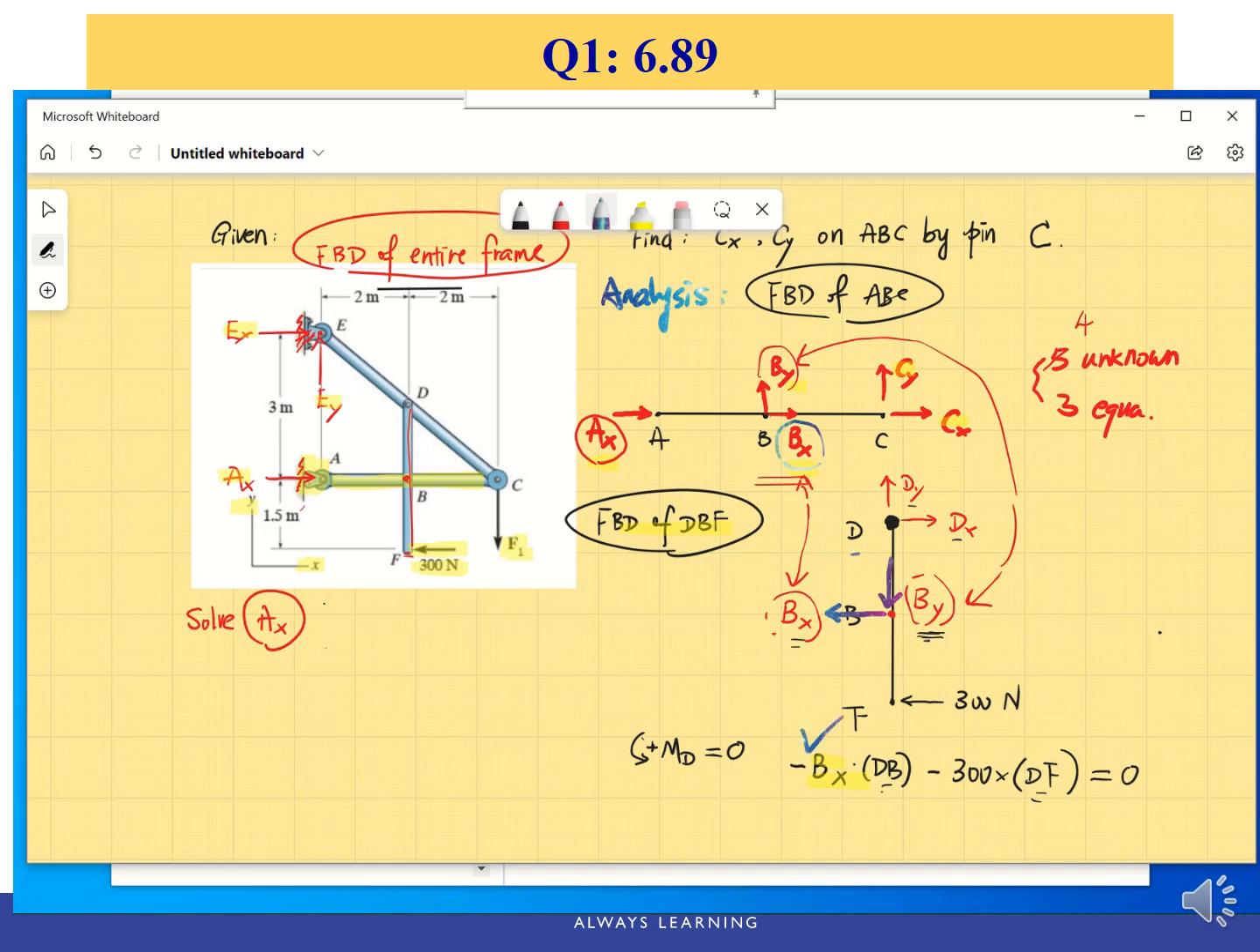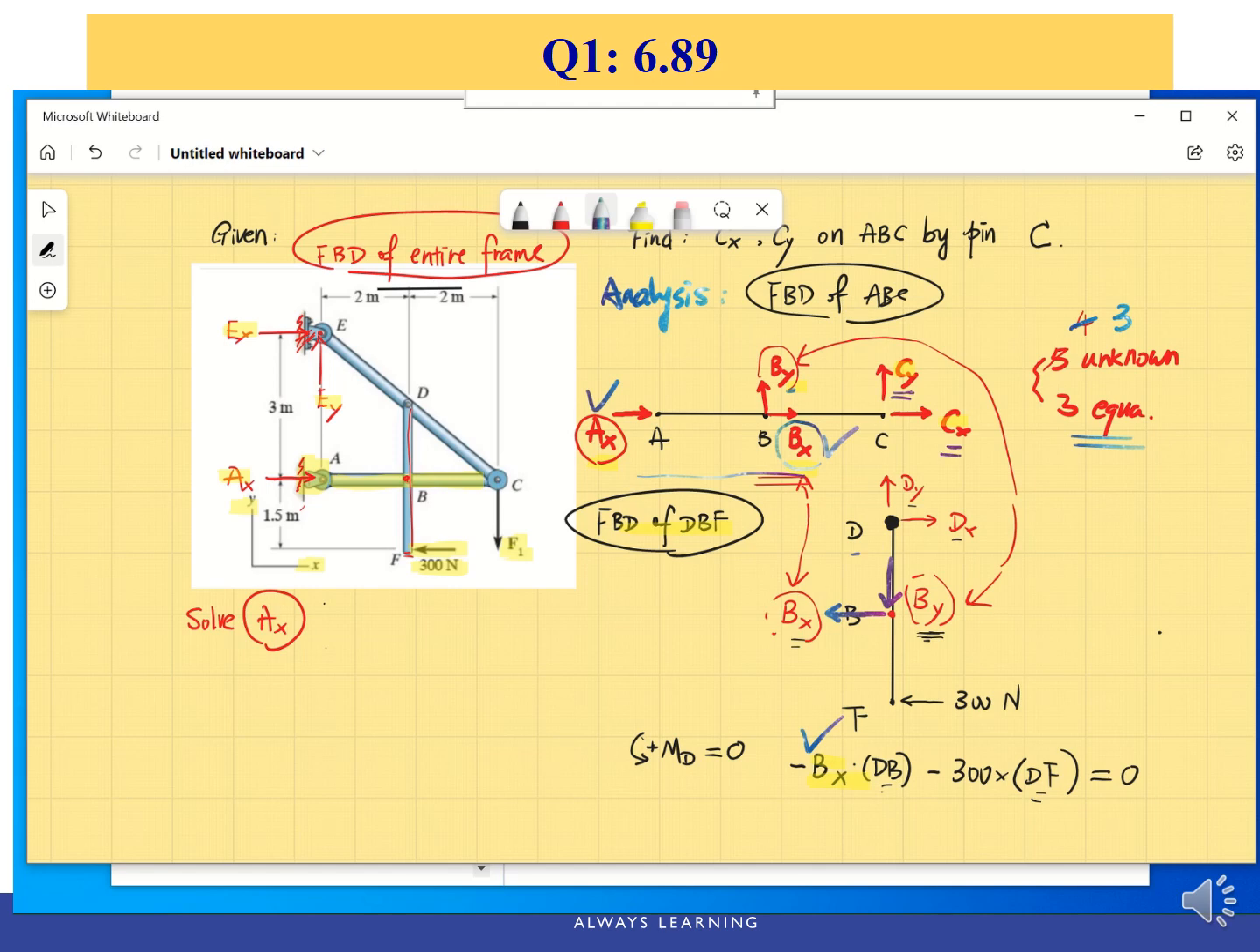After Bx is solved, now you go back to the free body diagram of ABC. We have how many left? 3 left, right? Cx, Cy, and By left. There are 3 unknowns after you draw the free body diagram of the entire frame and the free body diagram of the member DBF. We only have 3 unknowns on the free body diagram of ABC. Then use the 3 equations you can find from the free body diagram of ABC to solve all 3, or to solve only Cx and Cy, and this problem is solved.